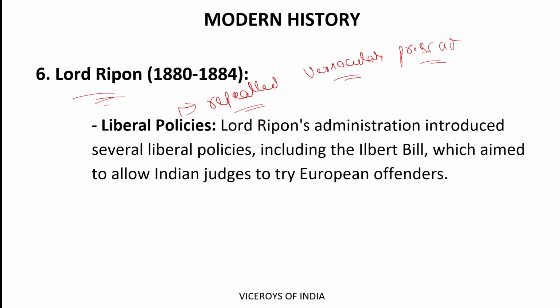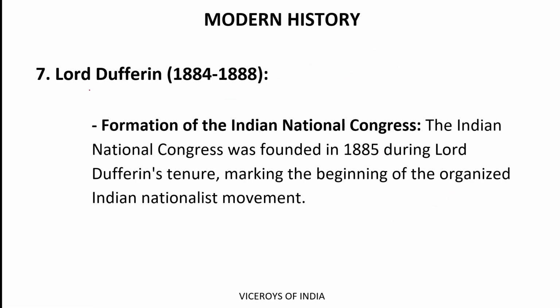Okay, because he had liberal policies, so that's why he also introduced the Ilbert Bill. The Ilbert Bill basically aimed to allow Indian judges to try European offenders. And this was a very controversial bill because it was passing the power to the Indian judges to try the European offenders. Got it? Thereafter, we had Lord Dufferin, who was the Viceroy of India from 1884 to 1888.